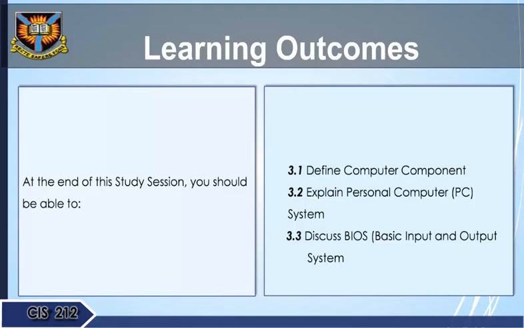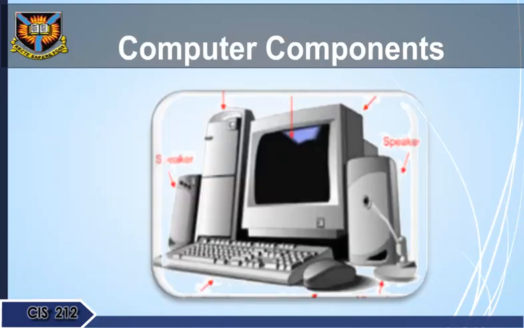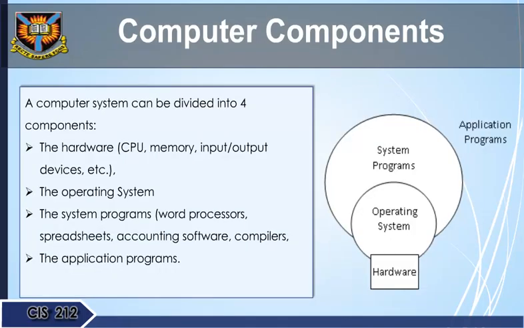At the end of this study session, you should be able to: 1. Define computer component. 2. Explain personal computer system. 3. Discuss basic input and output system. Computer component. A computer system can be divided into 4 components: the hardware (CPU, memory, input-output devices, and so on), the operating system, the system programs, and the application programs such as word processors, spreadsheets, accounting software, and compilers.